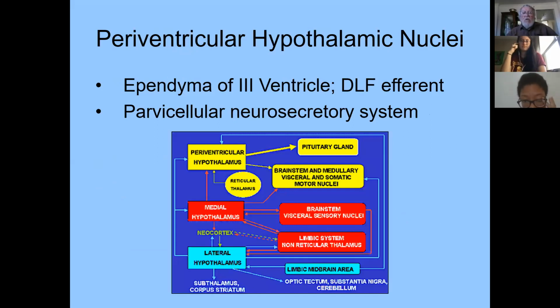So now let's start to look at one set of nuclei, these periventricular hypothalamic nuclei. They form the lateral surface of the third ventricle. And there are fiber tracts from these periventricular hypothalamic cells that can descend straight down into the periaqueductal gray and then the periventricular gray. There was one nucleus I mentioned when we were talking about the pons, the dorsal tegmental nucleus. That was a nucleus of small periventricular area just medial to the locus coeruleus.